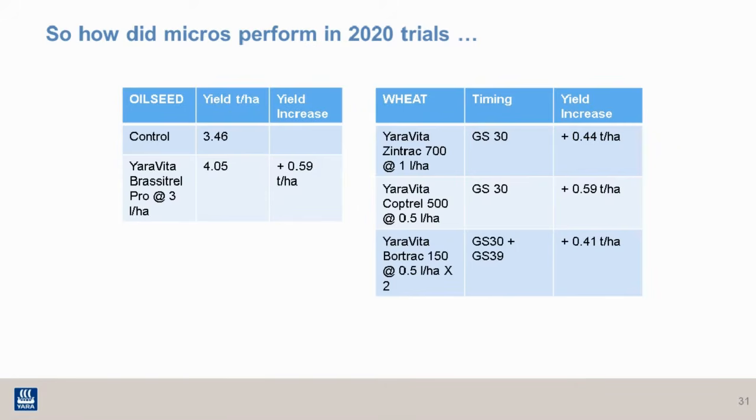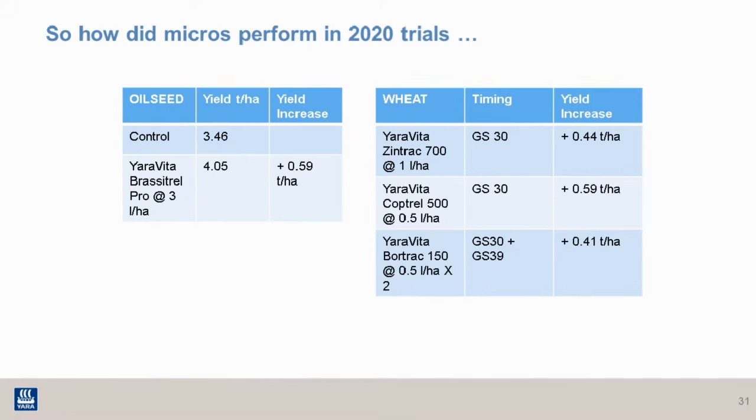And then you look down and you can see on the right the wheat ones that we did, whether it was zinc, copper, or the boron application, which we've been working on for a number of years to get right. We still think it's right to be splitting that recommendation out, half now and then half later, but all of those giving anywhere from 0.4 to 0.59 tonnes a hectare in terms of response. So if you do pick up deficiencies, then we know that putting those Yara Vita products on will get that crop back to where it should be and deliver an extra yield for you.